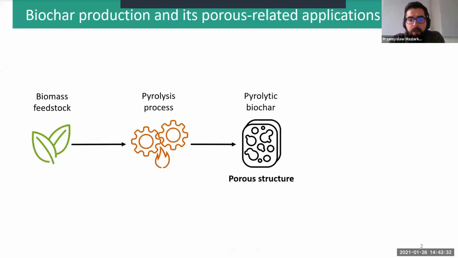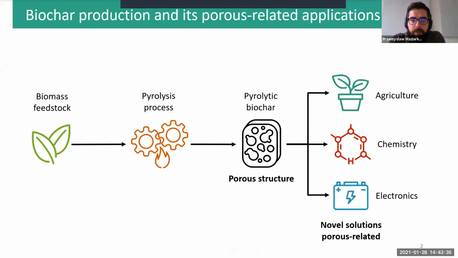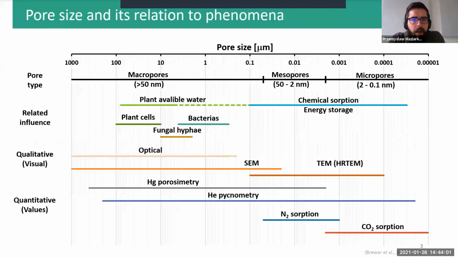And due to this porous structure, the material has a variety of applications, starting from agriculture, chemistry, and electronics. These are novel solutions, which are mostly porosity related. So, due to the porous structure of the biochar, we can apply this material in those novel solutions. And the question is, which types of pores influence the properties in these specific applications?